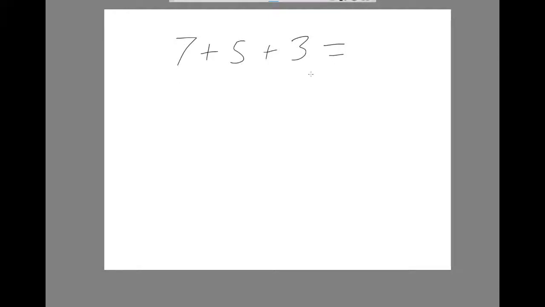And if we're going to use the associative property of addition, that means we could change the order that it occurs. So instead of 7 plus 5, we can change it to be 3 plus 5 plus 7. So now we have changed the order of operations for this problem.